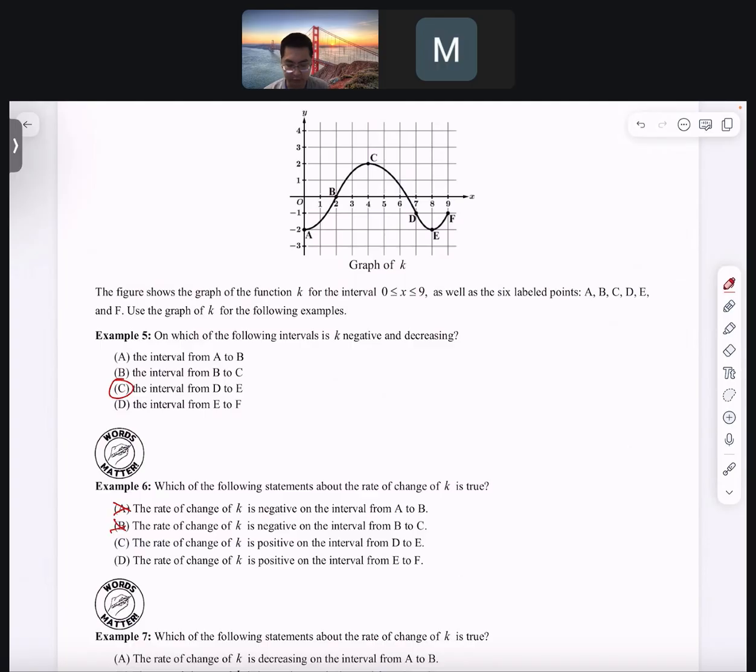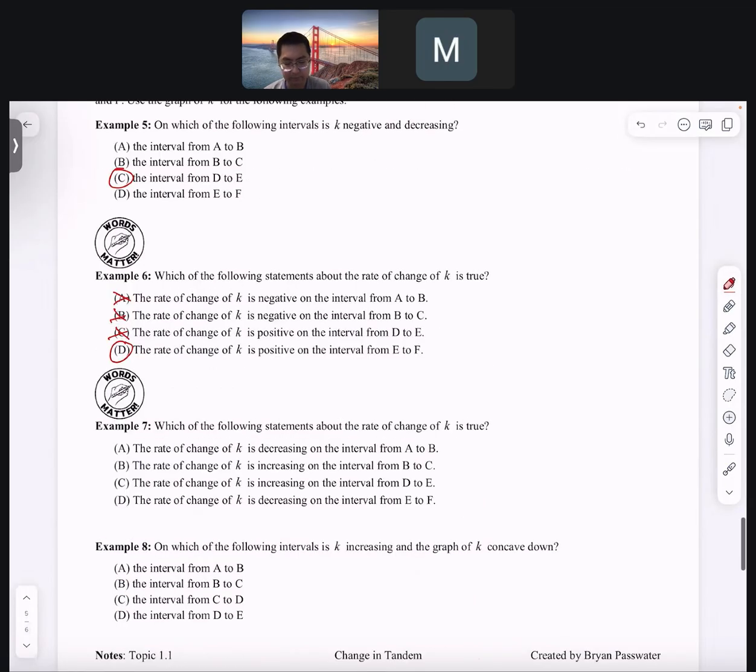The rate of change of k is positive on the interval from D to E. So if we look from D to E, guys, if we draw a tangent line, the slope is negative, so that can't be it. The rate of change of k is positive on the interval from E to F. If we look at the slope here, the rate of change, right? It's a positive slope. So that answer is D.